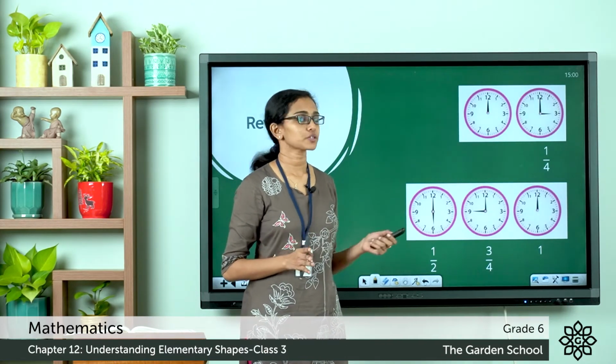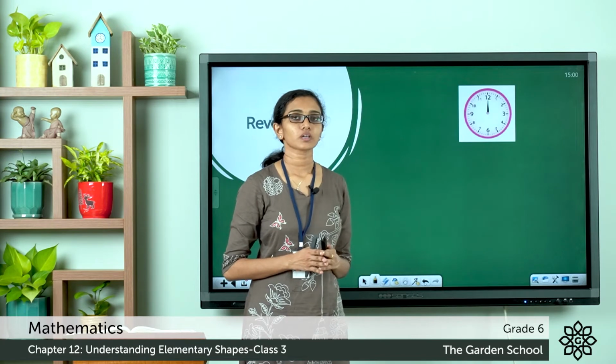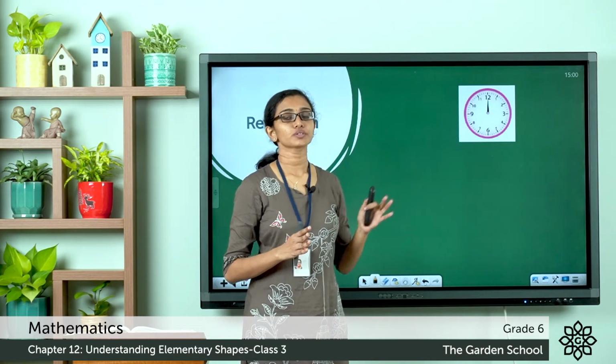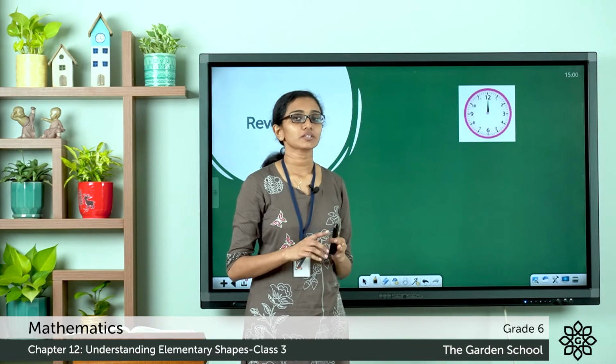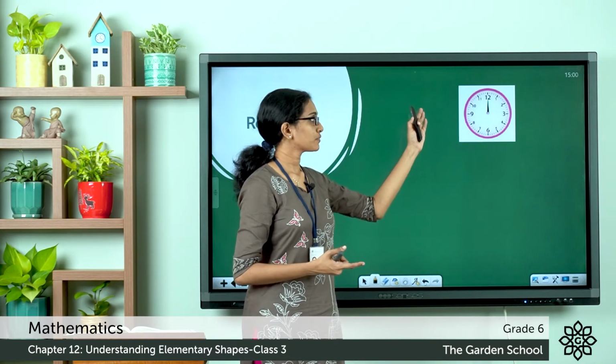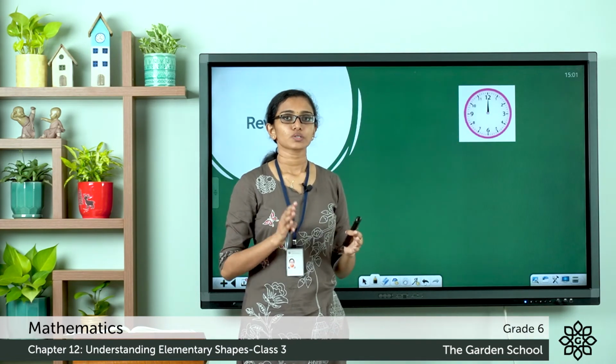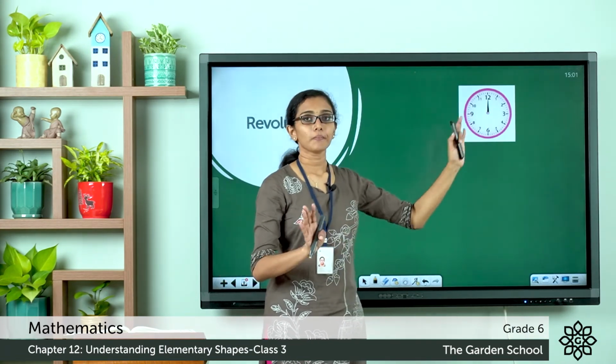Now, look at another picture of a clock. Here, both the needles, both the hour hand and the minute hand, are pointing to 12. So, if the needles are to complete one full turn, they have to go in the clockwise direction and come back to 12 itself. So, you can see a total of 12 divisions marked here.